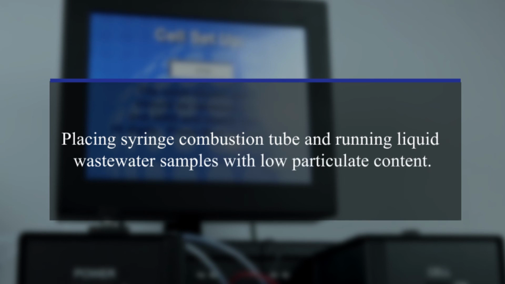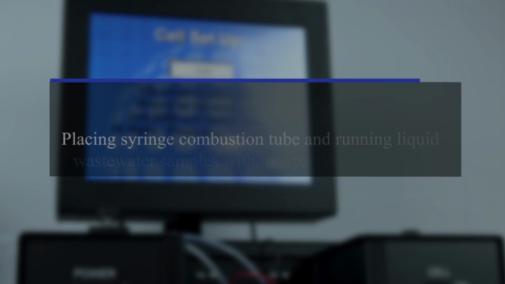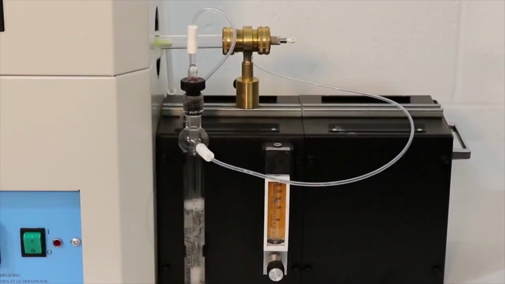Placing syringe combustion tube and running liquid wastewater samples with low particulate content. Low particulate liquid wastewater samples are injected directly into a 950 degrees Celsius combustion zone. Oxygen carries the combustion product gases through a barium chromate catalyst/scrubber to ensure all the carbon has been oxidized to CO2. Interfering combustion gases such as HCl, SO2, and SO3 are removed by the barium chromate.